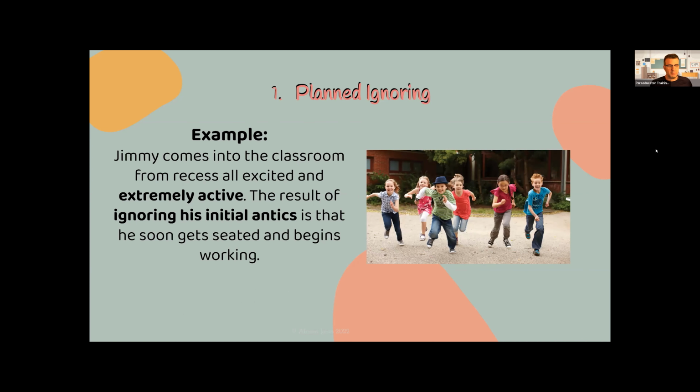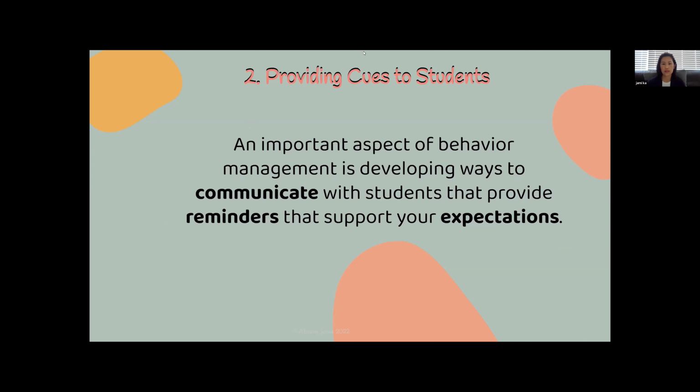All right, here's another example. Jimmy, I'd like to imagine that Jimmy is the young guy with the hat on here. Jimmy comes into the classroom from recess all excited and extremely active. The result of ignoring his initial antics is that he soon gets seated and begins working. This is a very realistic scenario. Providing cues to students. A lot can be done simply by using cues. These can be verbal or nonverbal. An important aspect of behavior management is developing ways to communicate with students that provide reminders that support your expectations.